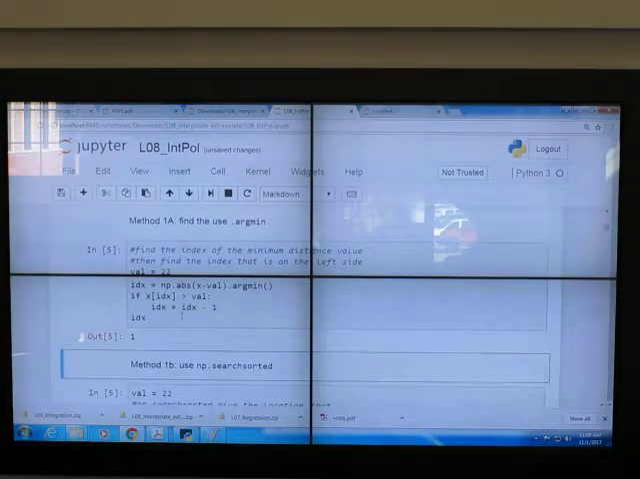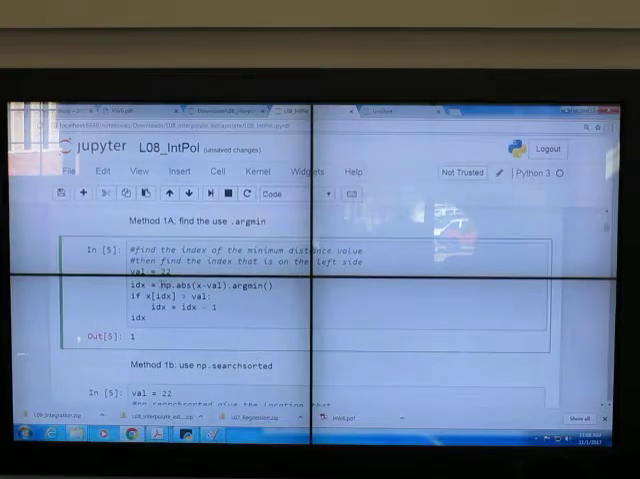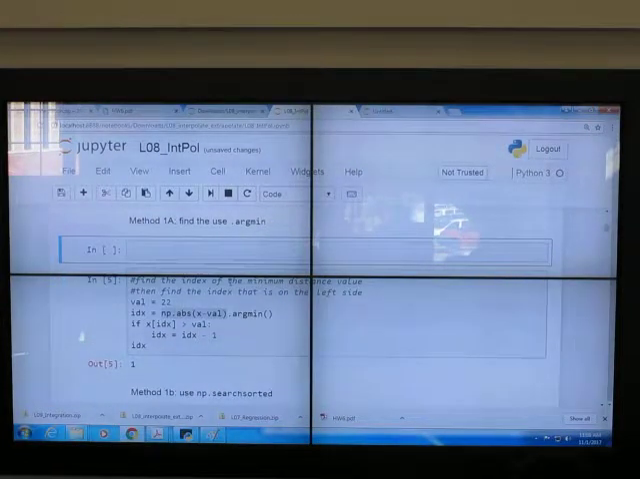I ran cell number 5 already, and you should run it too. Did you? Run it too, and you tell me what this one is. numpy.abs of x minus 22, wow. What is that? Without running, you can tell, but it may not be correct. So I run it.